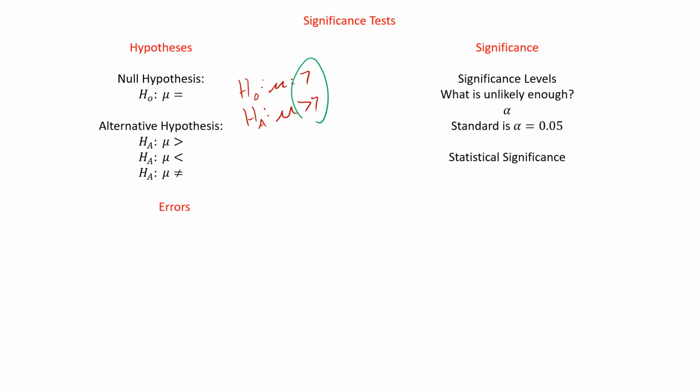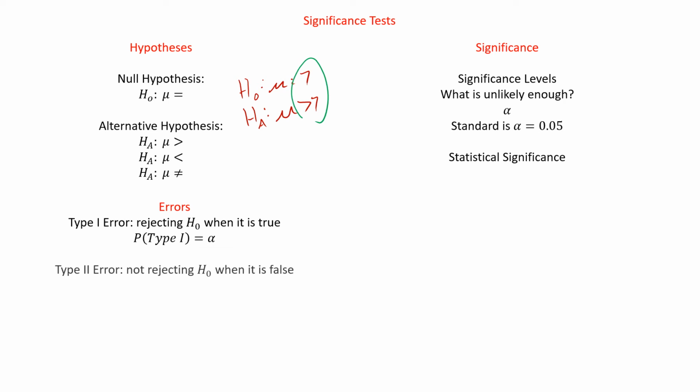Errors. We have a couple different types of errors. Type 1 error is rejecting the null hypothesis when it is in fact true. The probability of that is just the alpha level, because that's the likelihood of getting those results if it's true. And so if we get that, the type 1 error is just the alpha level. The type 2 error is not rejecting the null hypothesis when it is false.